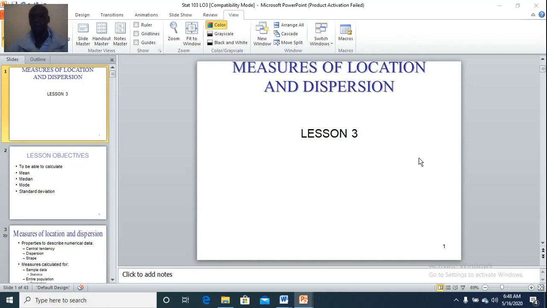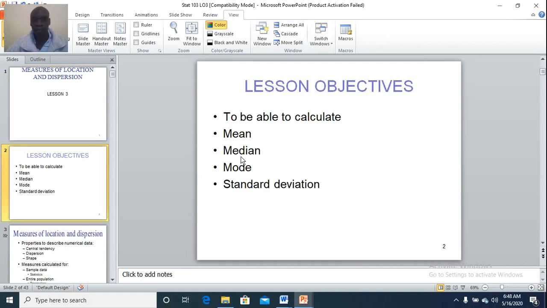Welcome back. So we are doing now the lesson on measures of location and dispersion. The objectives of this lesson are for you to understand how to calculate mean, median, mode, and standard deviation.